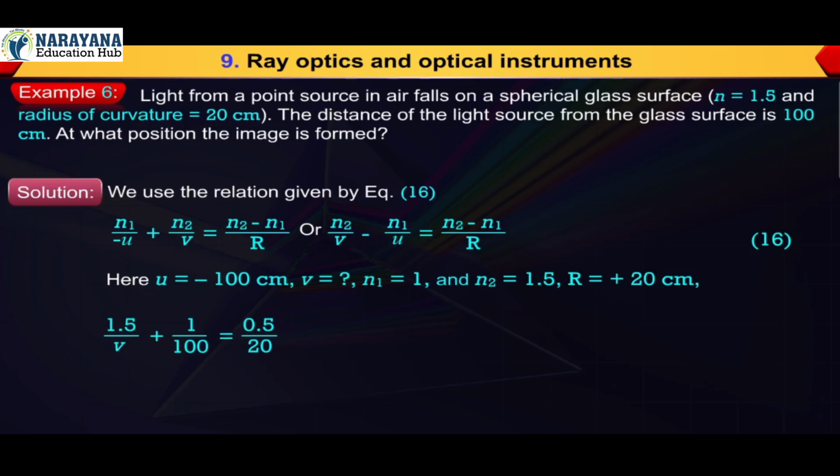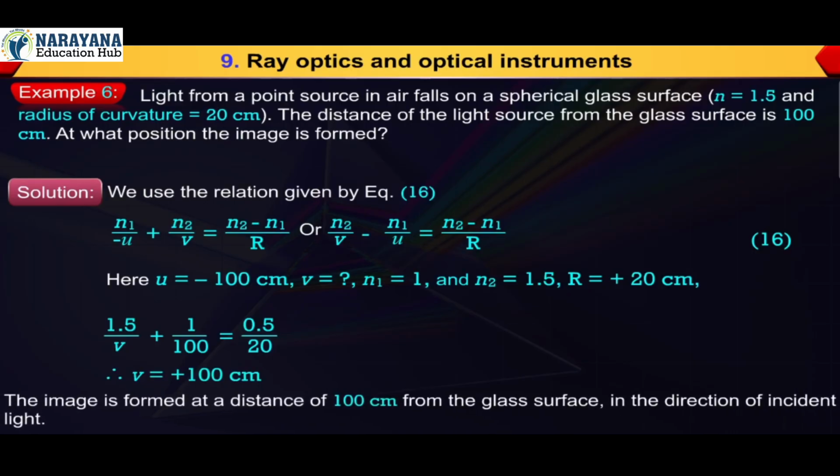1.5 upon v plus 1 upon 100 is equal to 0.5 upon 20. Therefore, v is equal to 100 cm. The image is formed at a distance of 100 cm from the glass surface in the direction of incident light.